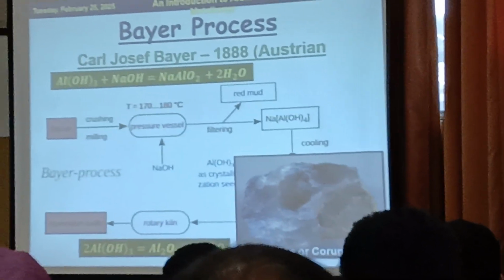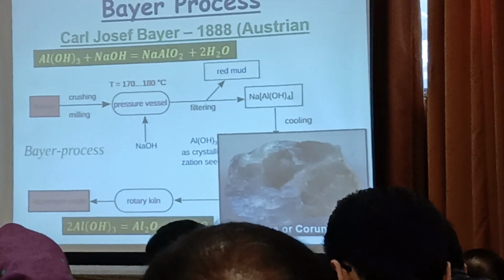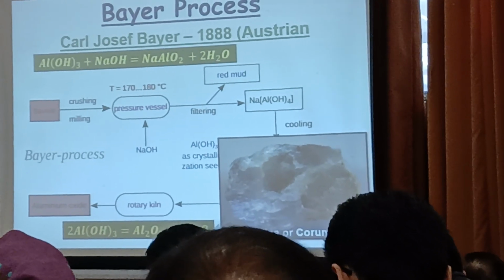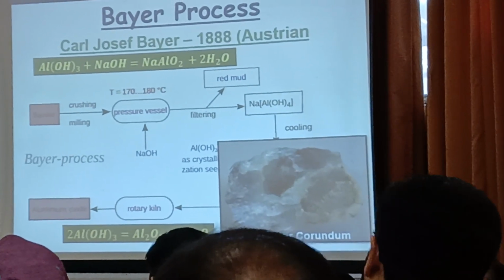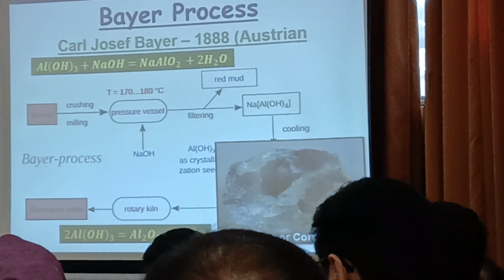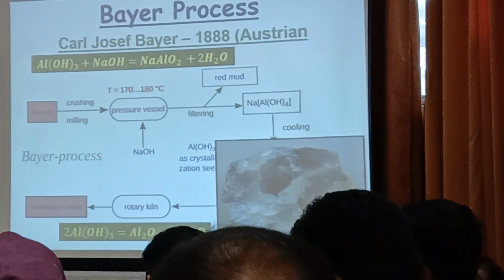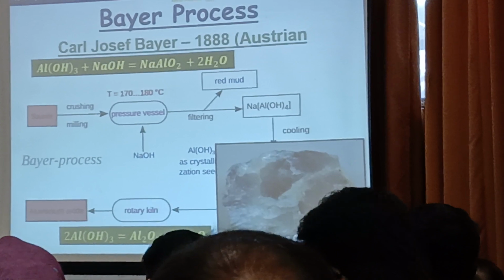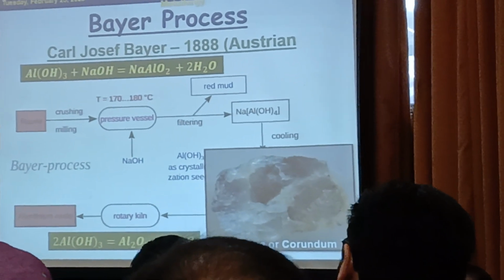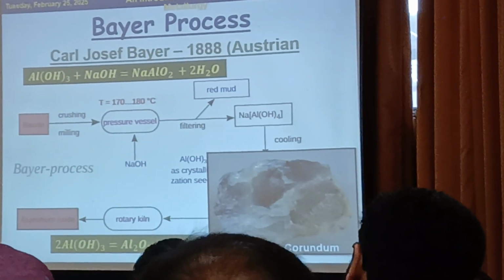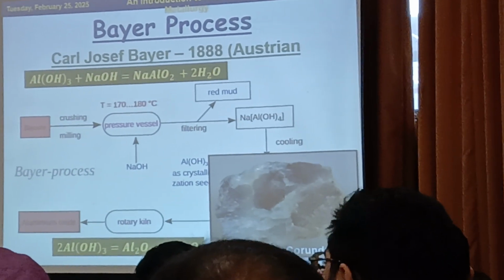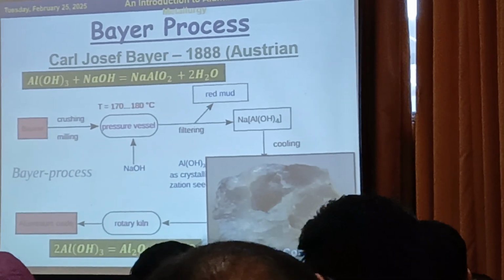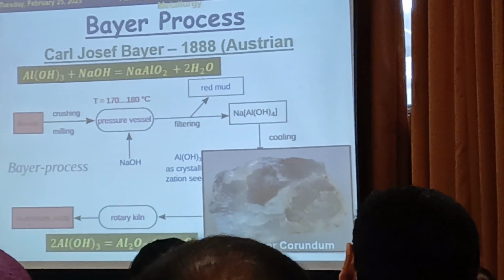So what was the difficulty initially? Why was it very expensive? Because of the melting point of corundum, aluminum oxide. Do you know the melting point of aluminum oxide?